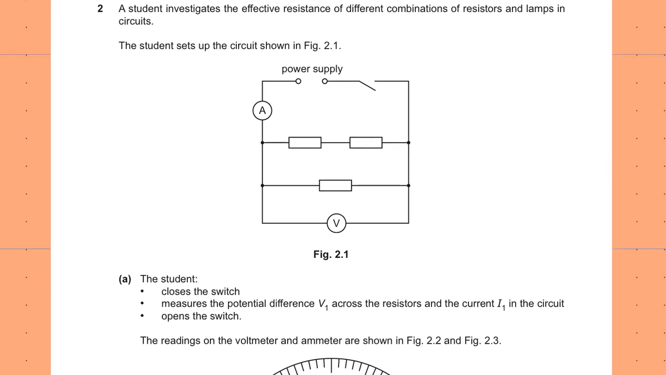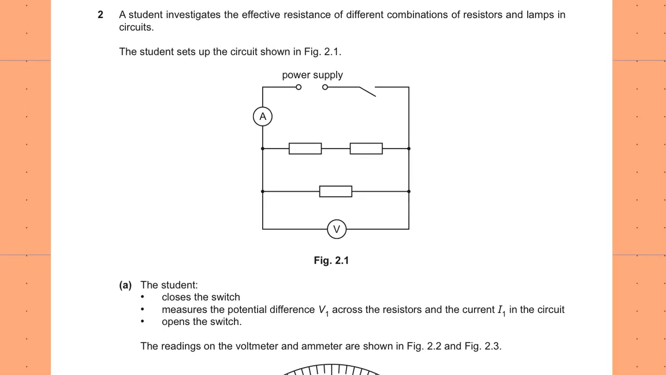Question number 2. A student investigates the effective resistance of different combinations of resistors and lamps in circuits. So the student sets up the circuit shown. You have the ammeter here, which measures the current coming out of the power supply. You have these two in series, this one in parallel with these, and you are measuring the voltage across this connection, which is also the voltage really supplied by the power supply.